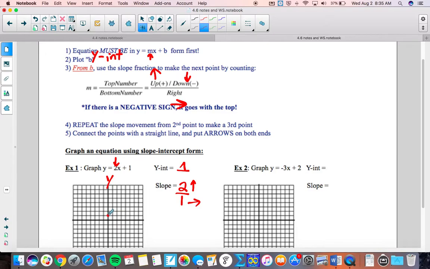So from the y-intercept, from right here, this first red dot that I plotted, I'm going to go up 2 and right 1, and then I make a point. Up 2, right 1, and then I make a point. Up 2, right 1, and then I make a point.